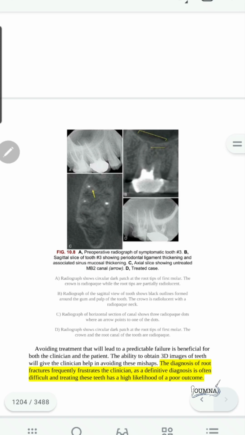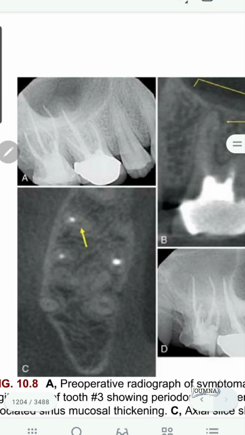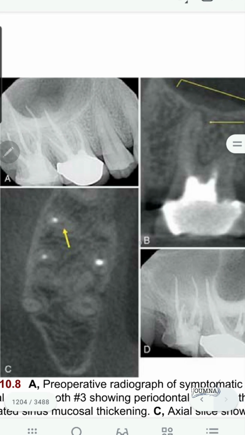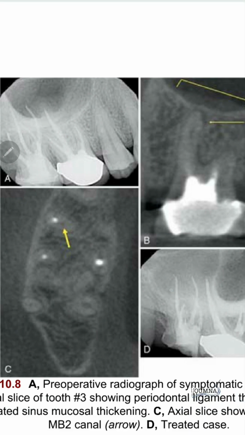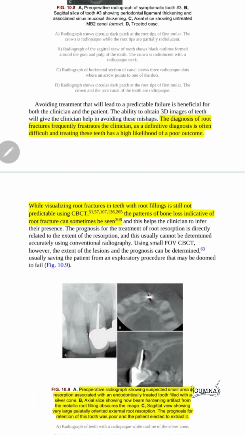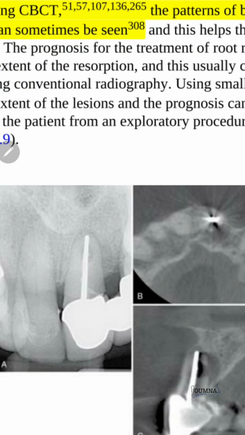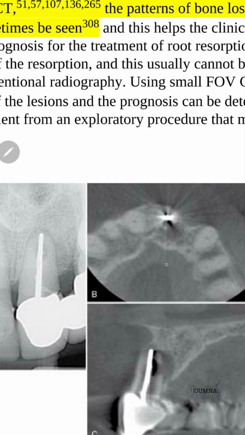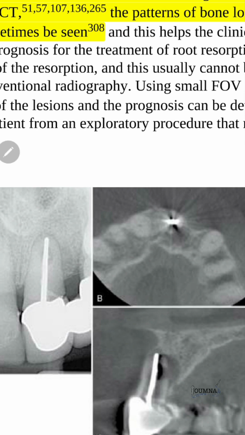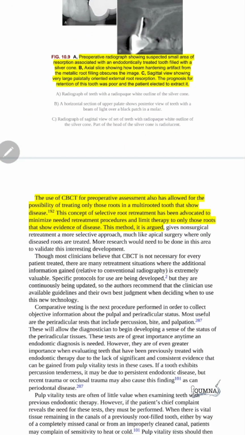Here we see that for the apical radiograph, the missed canal was not detected, but doing the CBCT, we can detect that there was a missed canal. Actually, also for the vertical fracture, the CBCT showed it more obviously, clearly.